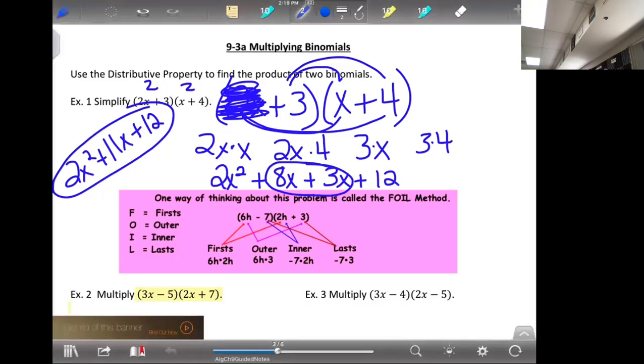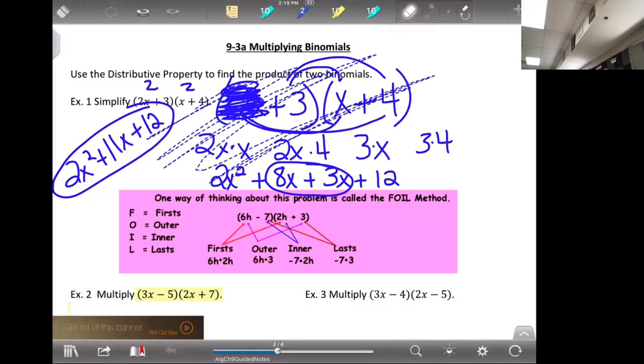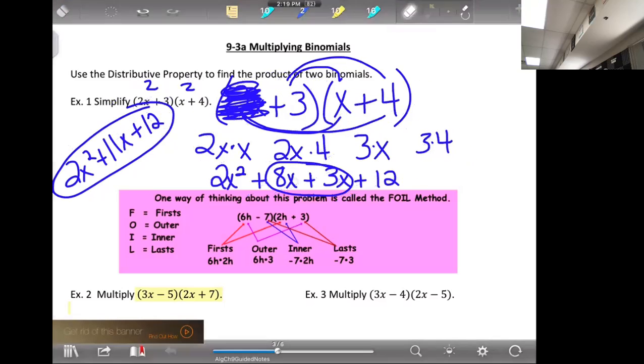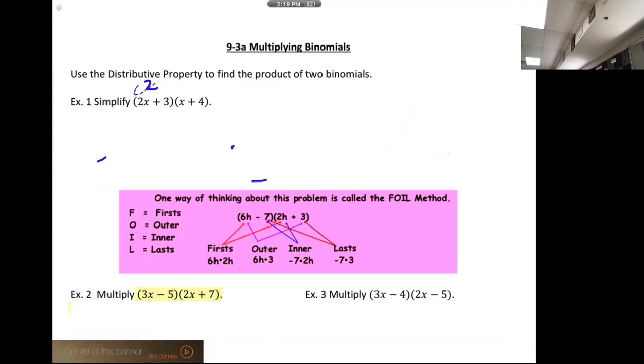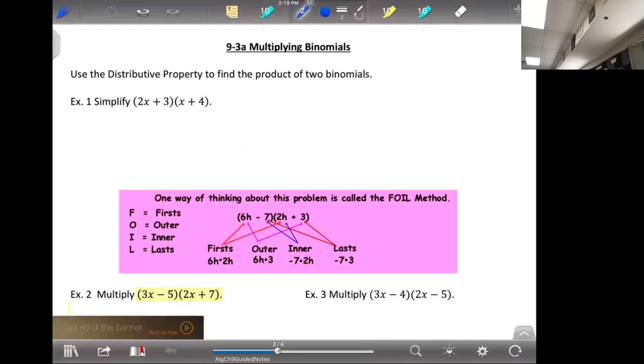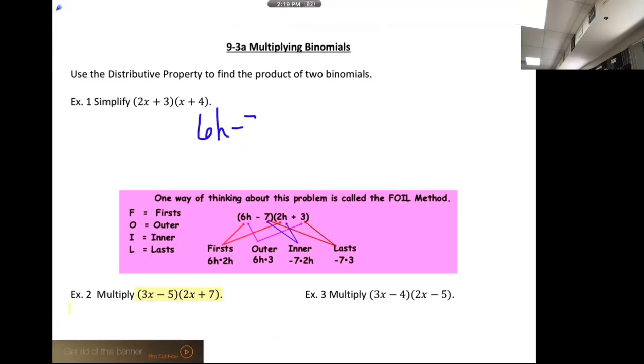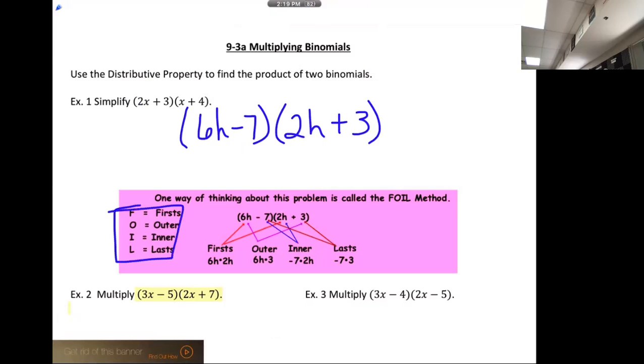So, yeah, I'm going to use the space up here. And I'm going to make up a problem again. Well, let's just do that one, huh? 6h minus 7 times 2h plus 3. So you see this FOIL? We have 4 spaces. We know we're going to do 4 different multiplying things.